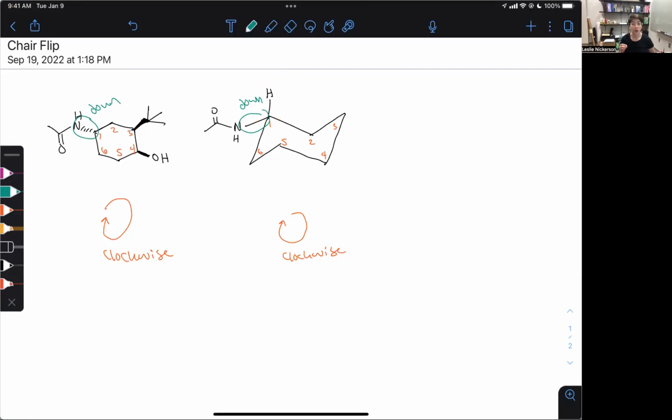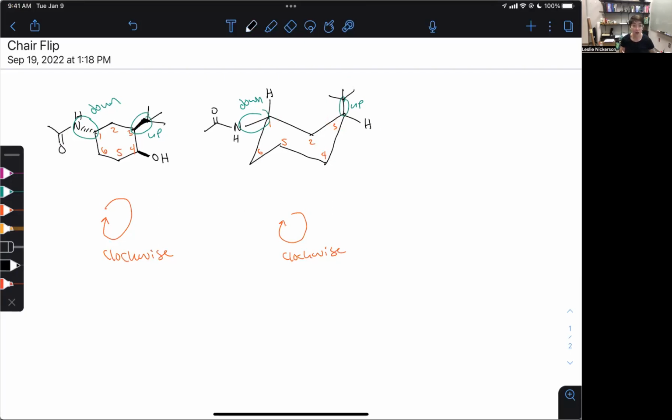All right, so then on number 3, we've got a tert-butyl group. It's on a wedge, so that's going to be up. On number 3, I have these 2 options. I've got an axial and an equatorial. This is pointing straight up, that's our up. This is slanting down, that's our down. So that means that our tert-butyl group is going to be going up, and then H is over here.